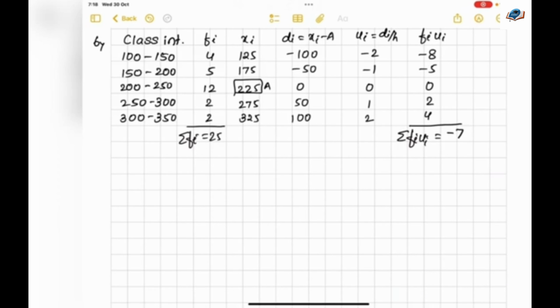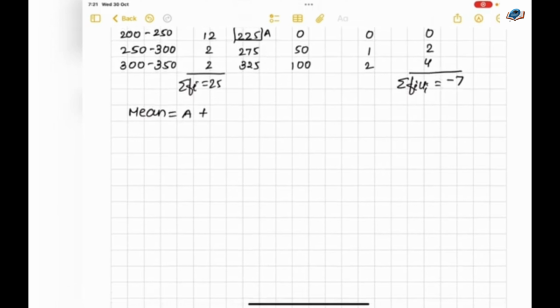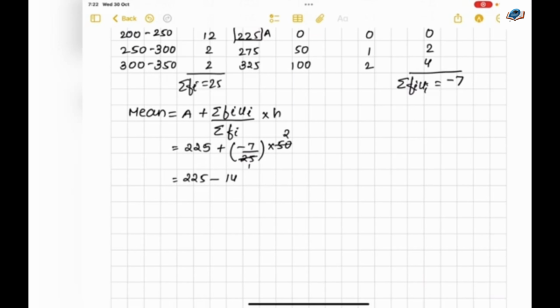So now mean will be a plus sigma fi ui upon sigma fi into h. So that will be 225 plus minus 7 upon 25 into 50. So 25 ones are 25, twos are 50. So that comes as 225 minus 14. So that is 211.